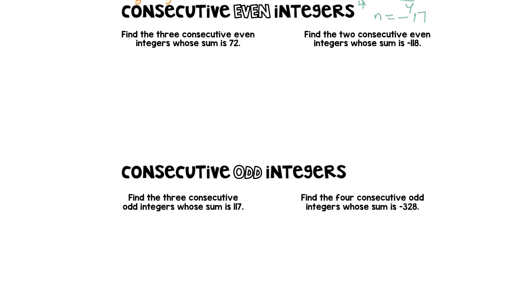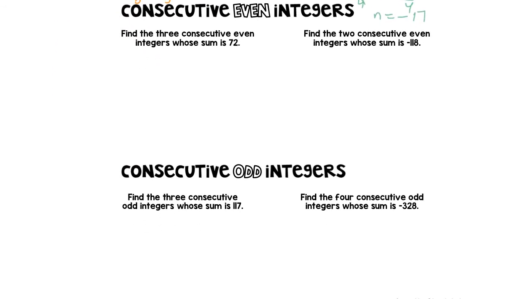But now we're going to look at consecutive even integers. These are counting numbers as well, but evens: 2, 4, 6, 8, etc. So if your first integer is n, we have to add 2 to that to get to 4. So 4 is going to be n plus 2. So we know we're going to let our first integer be n.